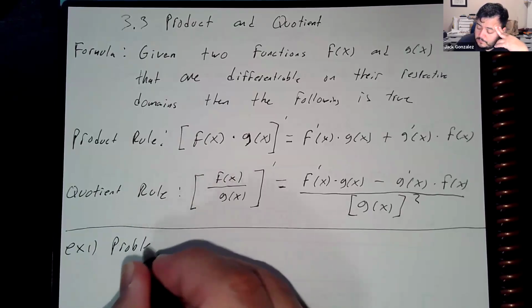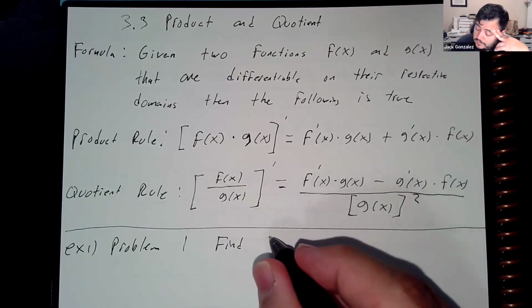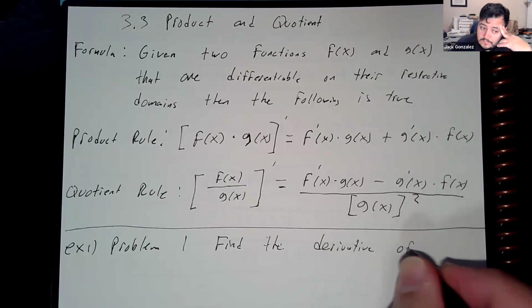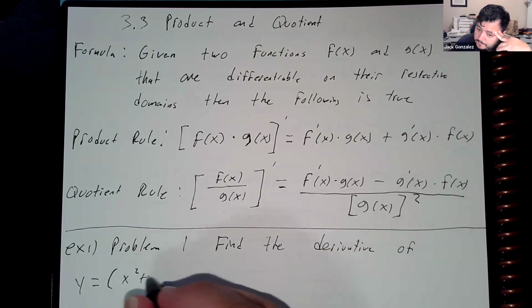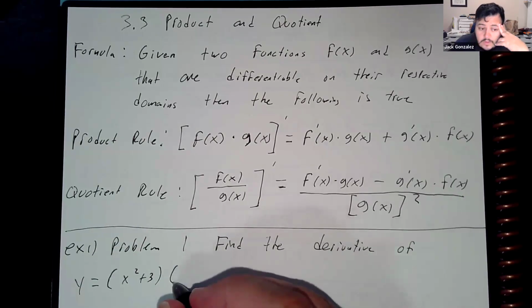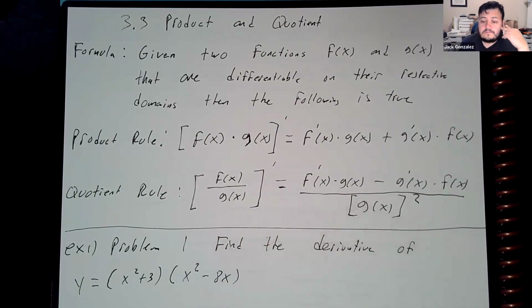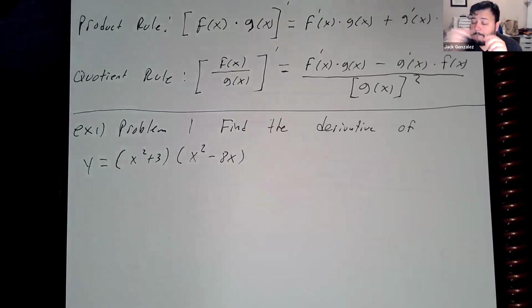So problem one from the homework: find the derivative of y equal to x squared plus 3 times x squared minus 8x. So you can see that you could multiply it all out, right? And then do the derivative term by term. You technically could do that.